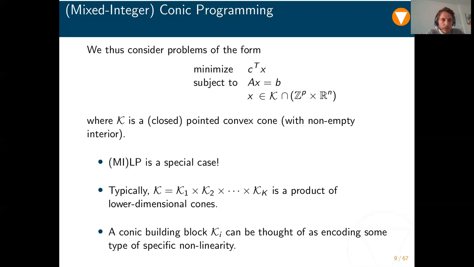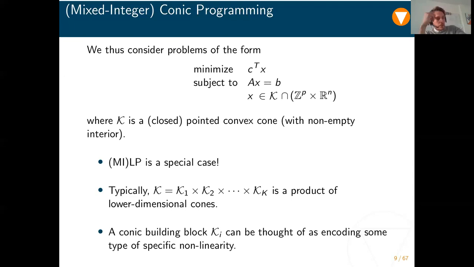I already said that linear programming, or also mixed integer linear programming, is a special case. Now, I'm not saying that if you're doing linear programming or mixed integer linear programming and you're not looking at it under the lens of conic programming, then you're doing something wrong. I'm not saying that. That would be nonsense also, I think. But it's still nice to point out this fact that the whole conic framework is really a generalization of linear programming in the sense that it still contains it as a real special case.